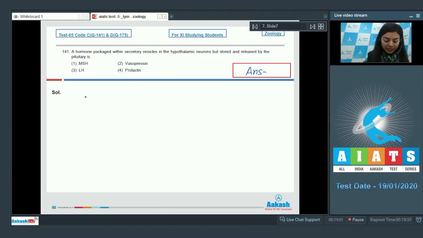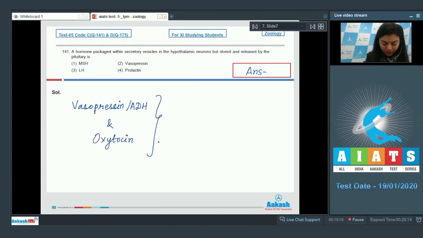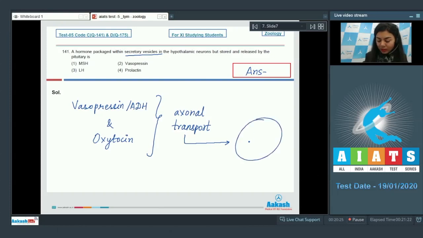The hormones of pituitary gland that are vasopressin, also known as ADH, and oxytocin. These two hormones are stored in the secretory vesicles of hypothalamic neurons, and they are sent to the posterior pituitary with the help of axonal transport, wherein these axons terminate in posterior pituitary.